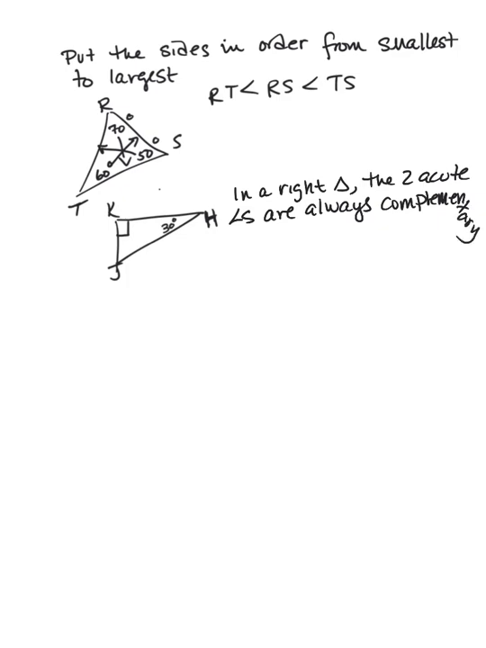Okay? So angle J has to be 60 degrees, but I don't have to give it to you. So now when we put these in order from smallest to largest, the smallest angle is 30. So that means KJ is the shortest. 60 degrees would be the middle-sized angle, KH, and the longest side would be the hypotenuse, as it always is in a right triangle.